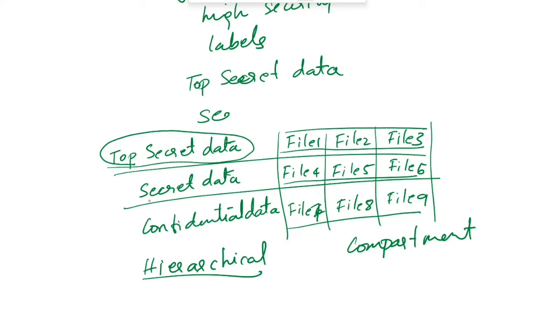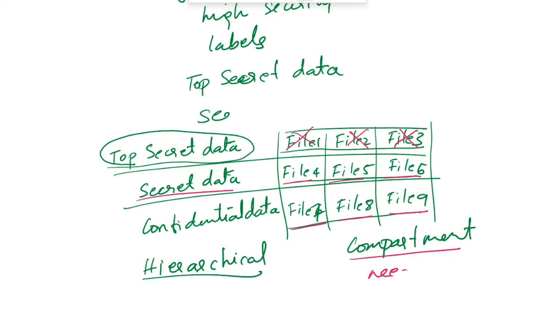Okay. Suppose say you have secret clearance. Okay. Then you can access file 4, 5, 6 because it is in the same level, and 7, 8, 9 because it is in the lower confidential level. But you cannot access 1, 2 and 3 because it is in the higher level. Okay, that is with the hierarchical model. Now let's see what is compartmentalized model. Compartmentalized model, right?